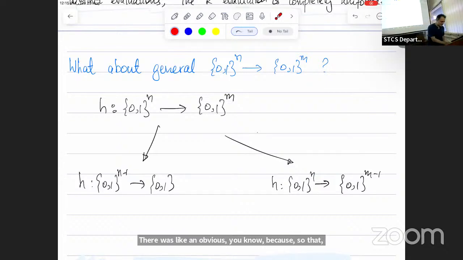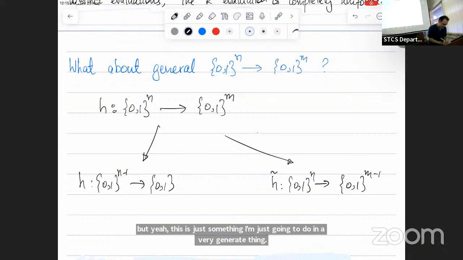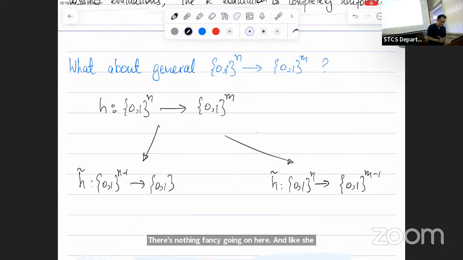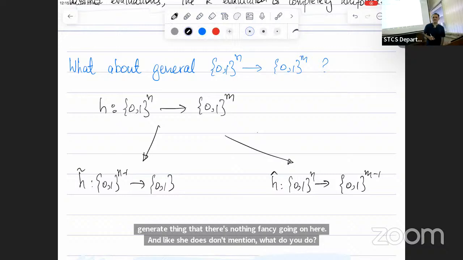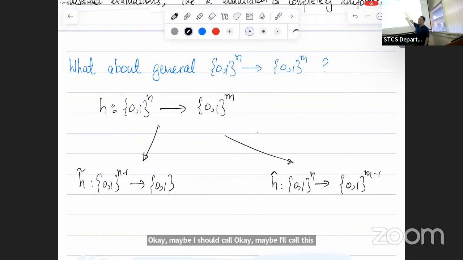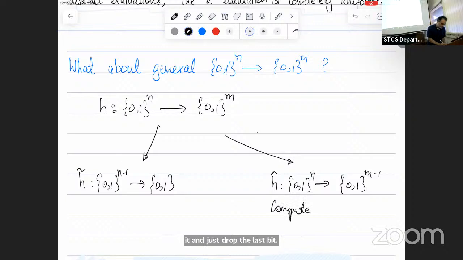And like Srijato mentioned, what do you do? Okay, maybe I should call it a different function. Maybe I'll call this h tilde and this h hat or whatever. These are two functions that are built out of the h that we started off with. And how do you build h hat? Well, you just compute h and just drop the last bit.